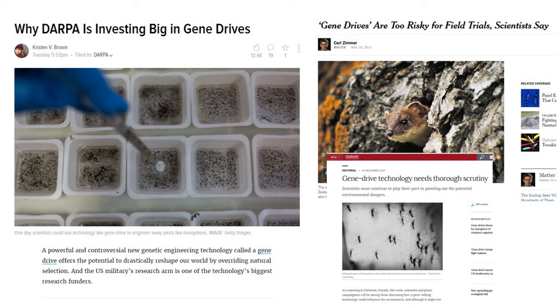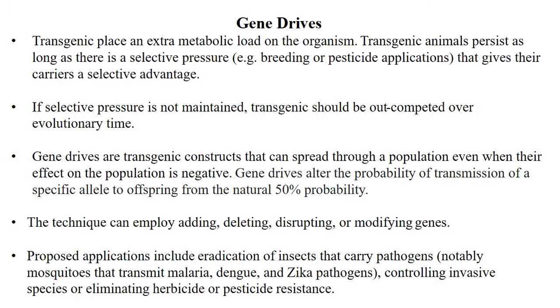But before going into all this controversy, let's talk about what gene drives are. As I said, these are mechanisms for overriding natural selection. Why do we need to override natural selection? Because when we're talking about genome editing and transgenic animals, if we are going to release them in the wild, making any animal transgenic usually places an extra metabolic load on the organism, which you can call a fitness load.